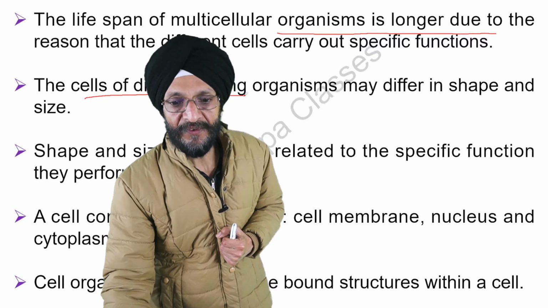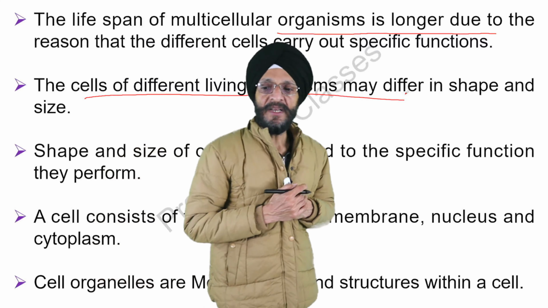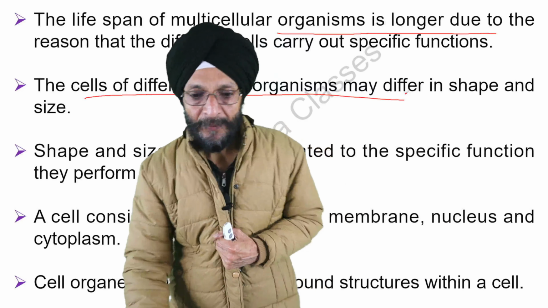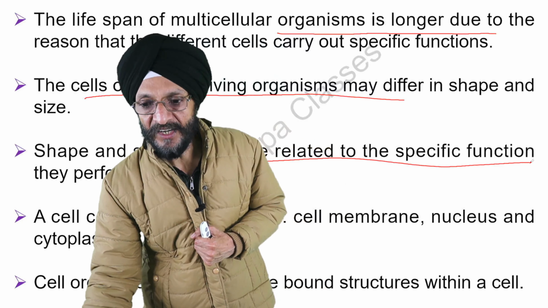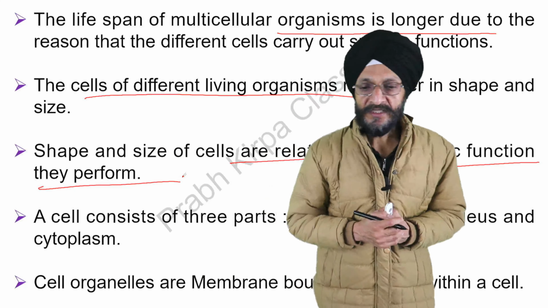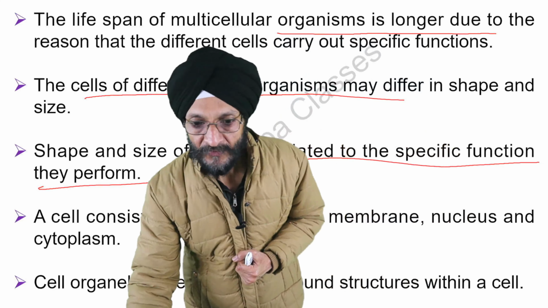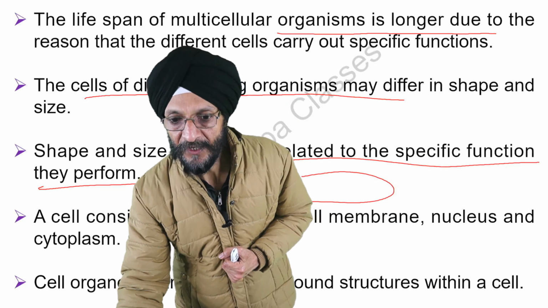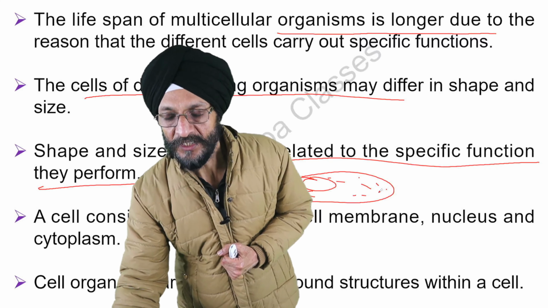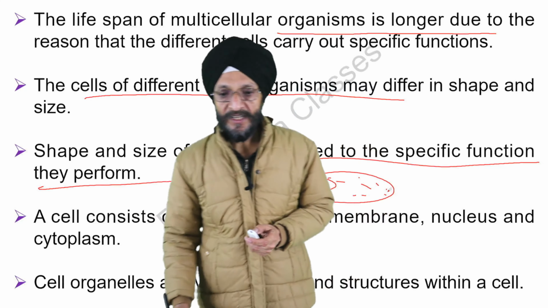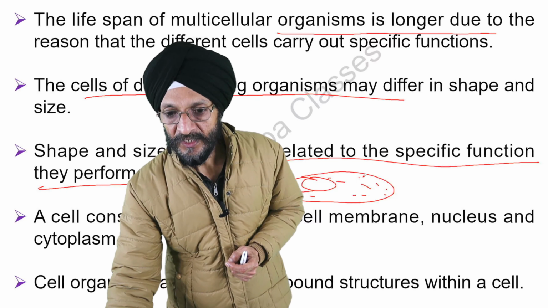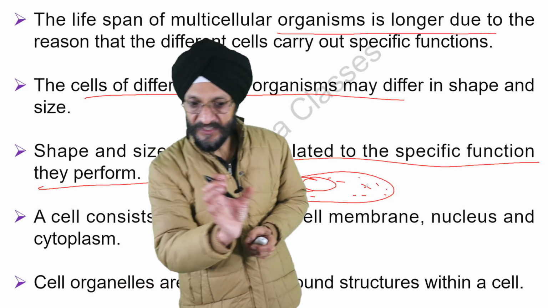The cells of different living organisms may differ in shape and size. Next, shape and size of the cells are related to the specific function they perform. A cell consists of three parts: cell membrane, nucleus, as well as cytoplasm. Cell organelles are the membrane bound structures which are found in the cell, the various structures which are found in the cell.